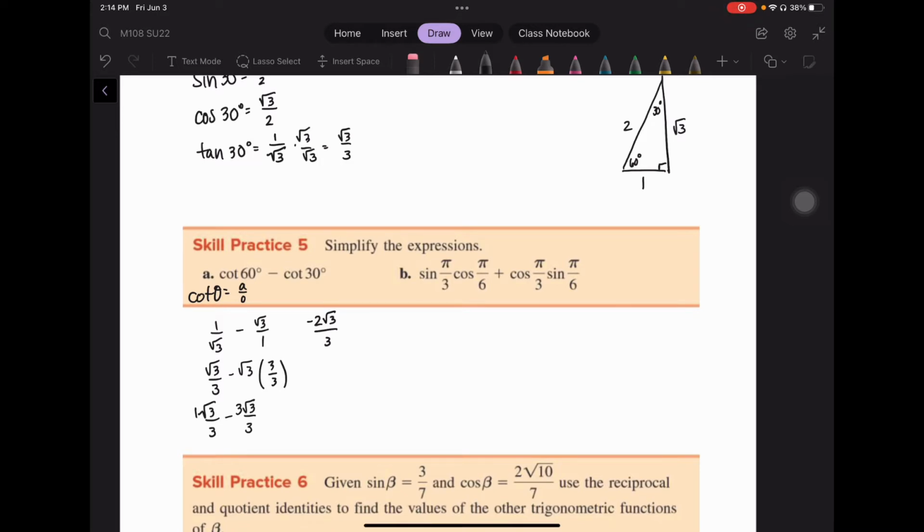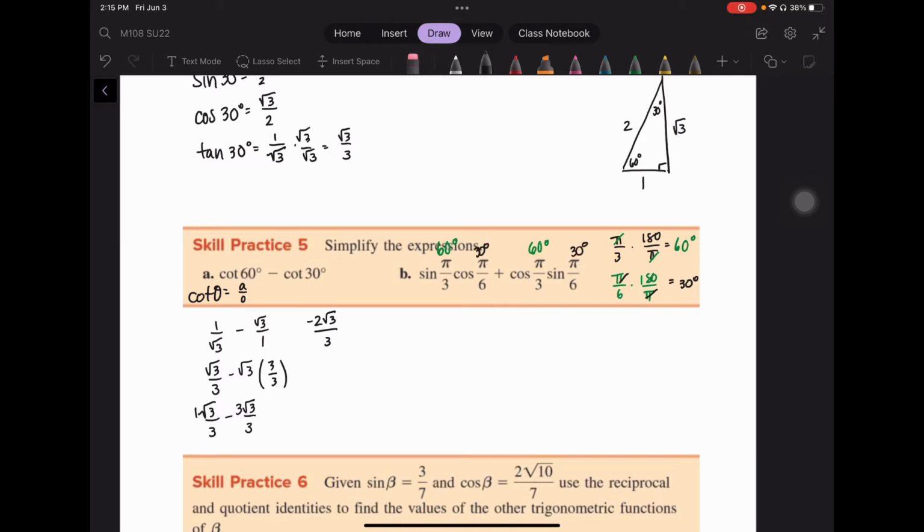Question B, sine of pi over 3 and pi over 6, cosine of pi over 3 and pi over 6. You need to remember what pi over 3 represents. Now, you can take pi over 3 and multiply that by 180 over pi to get it into degrees to make yourself familiar that this is 60 degrees. Pi over 6 times 180 over pi simplifies to 30 degrees.